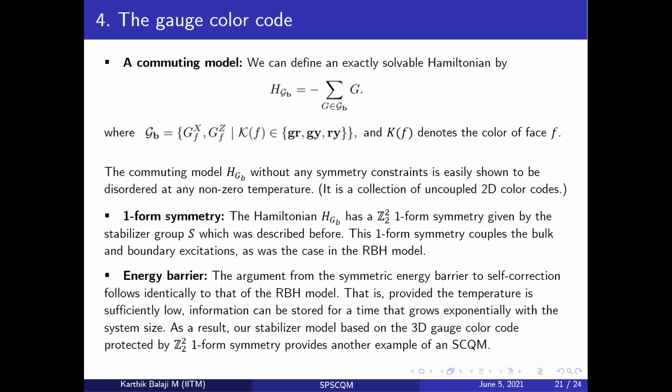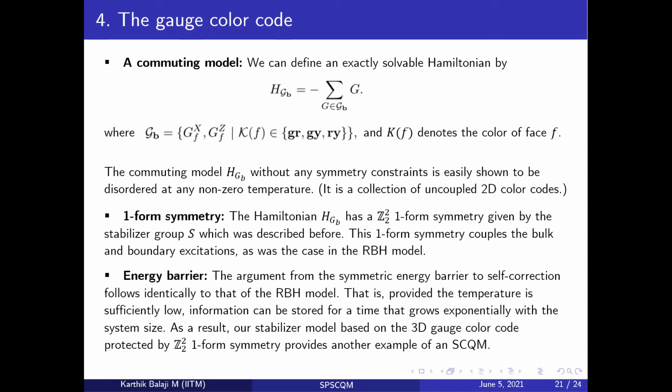Now we can define an exactly solvable Hamiltonian by this equation, where G_B is given by this set and K_F denotes the color of face F. The commuting model H_GB defined here, without any symmetry constraints, is easily shown to be disordered at any non-zero temperature because it's just a collection of uncoupled 2D color codes, that is 2D SET codes or symmetry-enriched topological codes. Now this Hamiltonian H_GB has a Z_2^2 one-form symmetry given by the stabilizer group S, which was described before. This one-form symmetry couples the bulk and boundary excitations, as was the case in the RBH model.